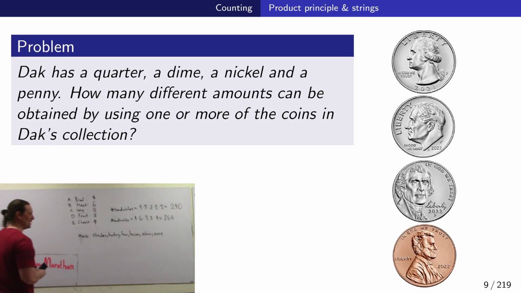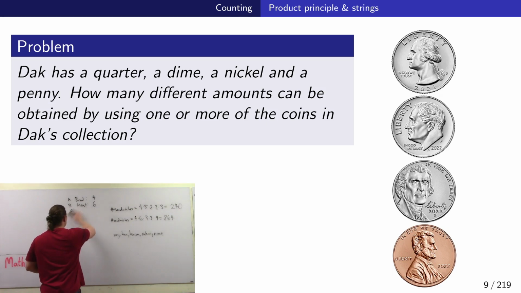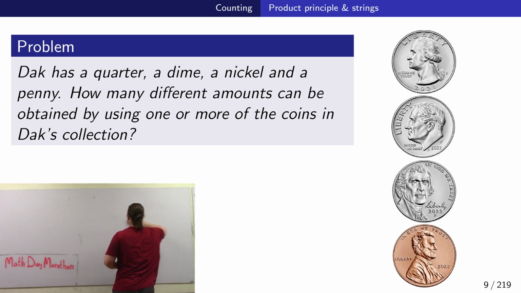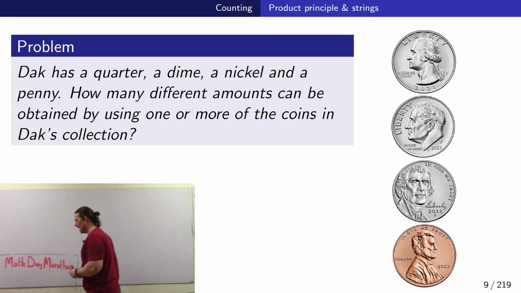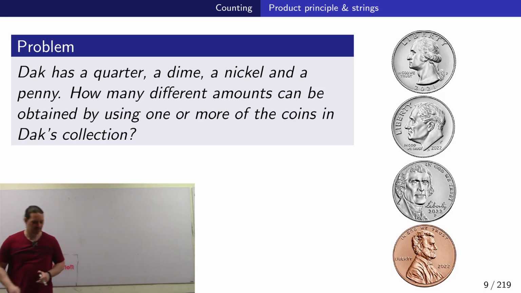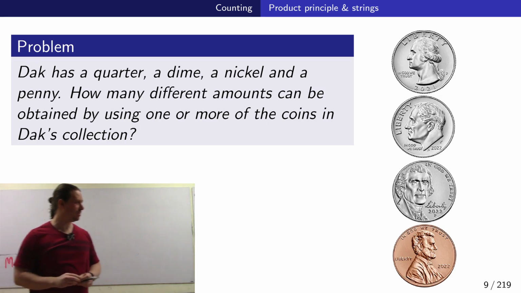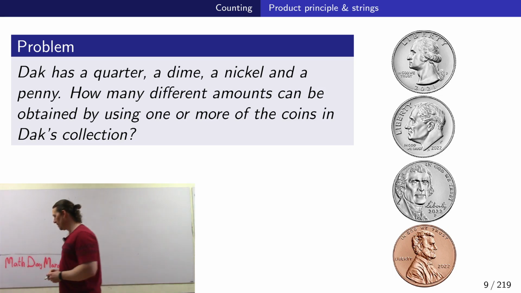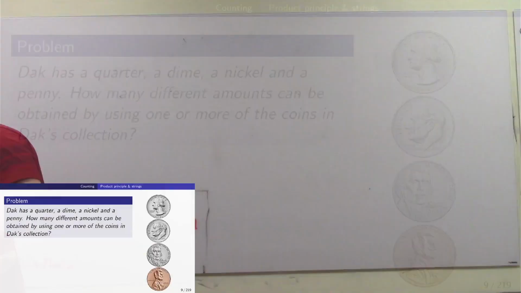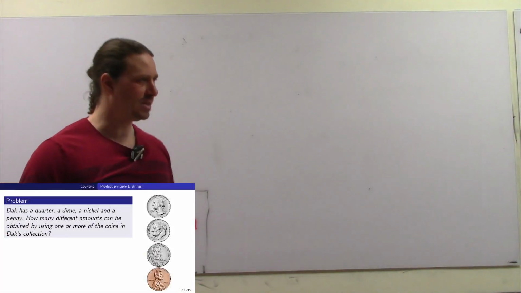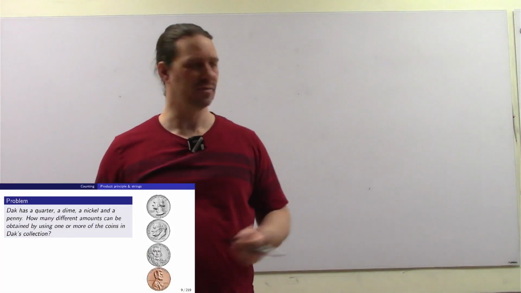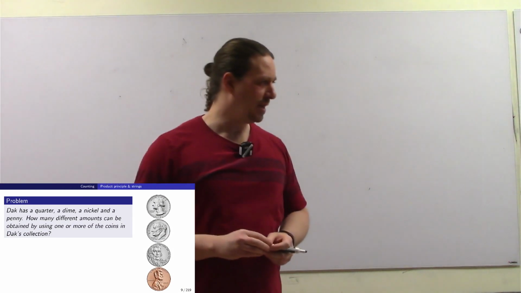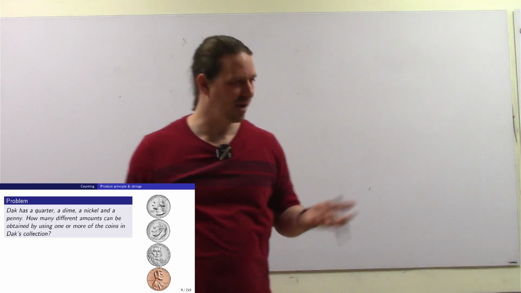So we have the following question here, that Dak has 4 different coins. He's got a quarter, a dime, a nickel, and a penny. And I would like to know how many different amounts of money he can create by using one or more of the coins in this collection. Okay? So, one option again is to start listing them. Well, you could take a quarter and a dime, right? That's 35 cents. You could take a quarter and a nickel, that's 30 cents. You could take a nickel and a penny, that's 6 cents, and so on and so forth, but that's not the way forward here, right?